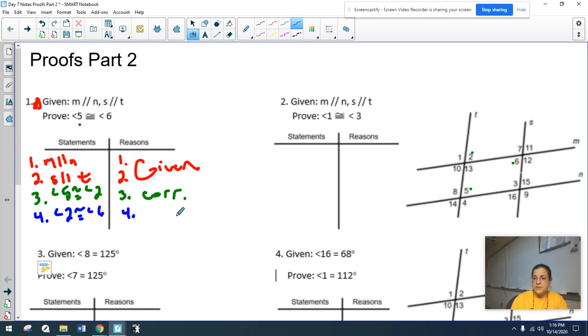And the reason why 2 and 6 are equal is because they are both inside S and T. So they're inside these parallel lines. 2 is on the top, 6 is on the bottom. So these are alternate interiors.